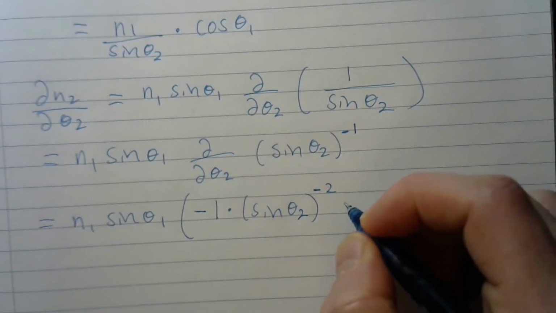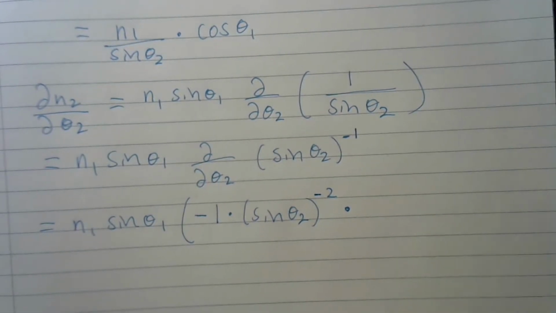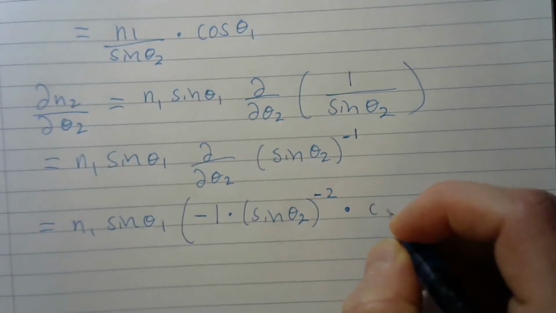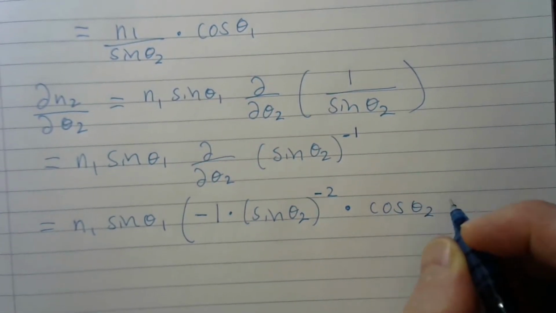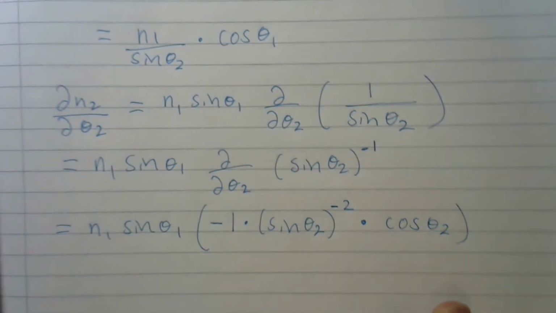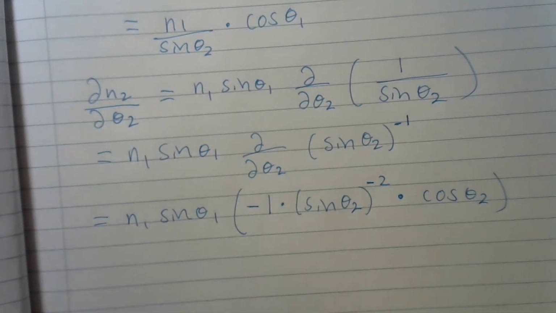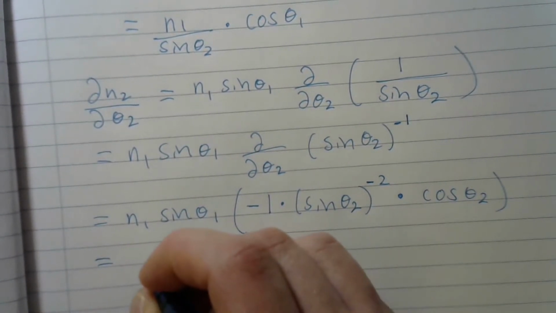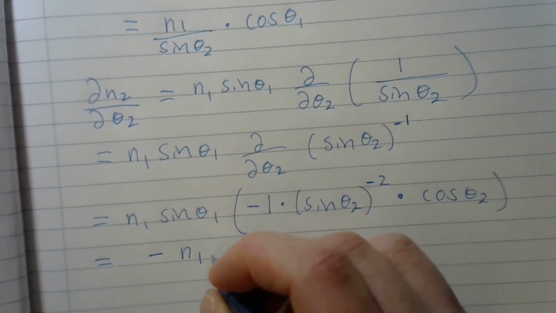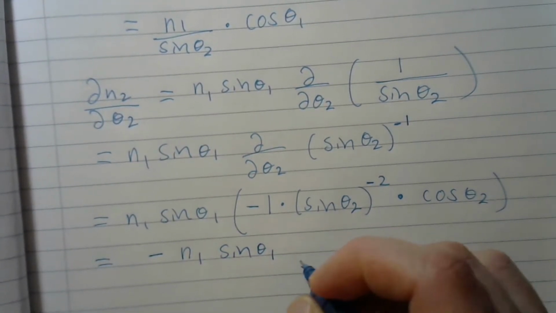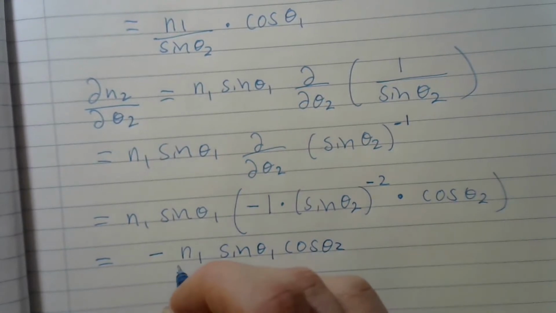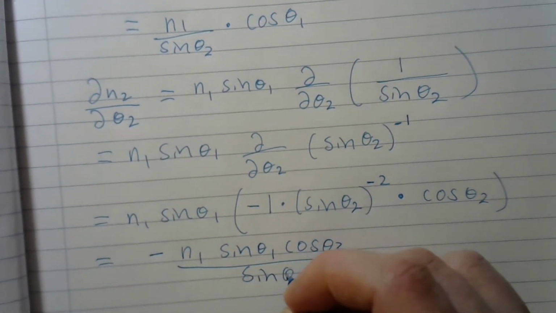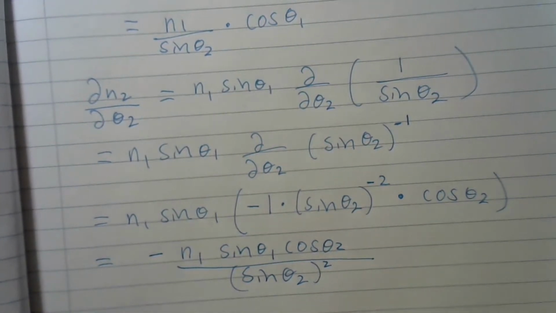And then that's going to be multiplied by the derivative of the inside. So remember from before, derivative of sine is cosine. So that gives me cos of theta 2. And then close all that brackets. And so now simplifying and putting this all together, I end up with negative n1 sine theta 1 cos theta 2 divided by sine of theta 2 squared. So it's a little bit more complicated, but we can work it out using what we know about calculus.